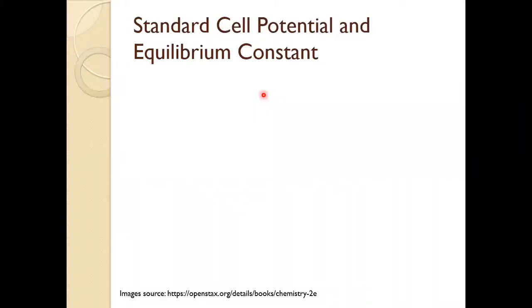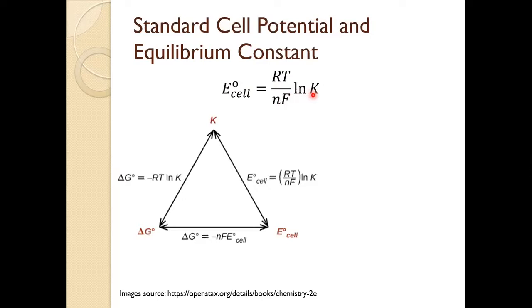In the previous slide, we looked at the relationship between standard cell potential and Gibbs free energy under standard conditions. There's also a relationship between the standard cell potential and the equilibrium constant K. That's this equation, which says that the standard cell potential is equal to RT divided by N times F times the natural log of the equilibrium constant. And so we can see there are these relationships between these 3 very important properties describing a process: the equilibrium constant, the delta G under standard conditions, and the standard cell potential. If we know one, we can, with the right equations and constants, calculate the others.